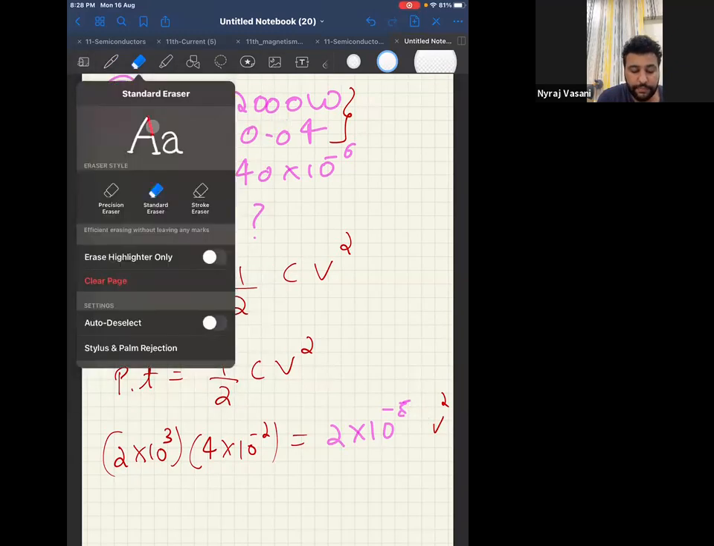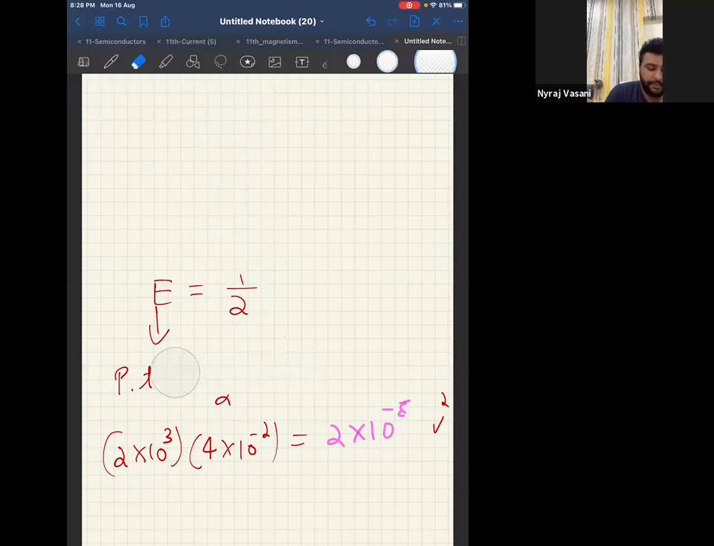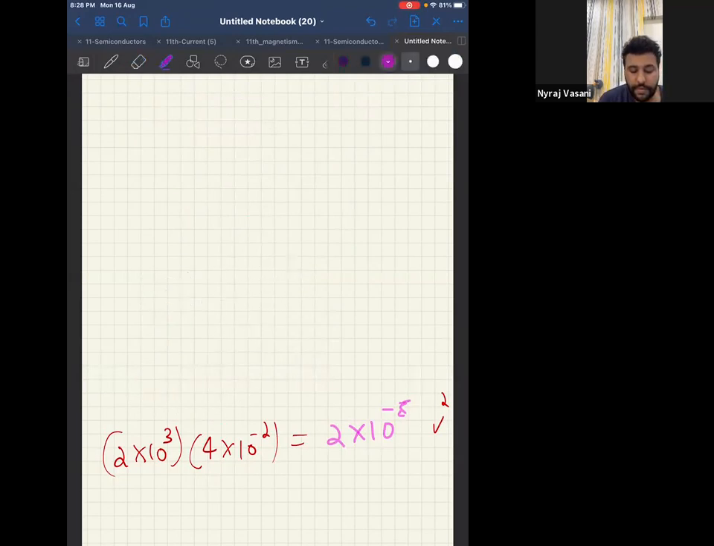Now, I'll erase the top part. So the left hand side will become 4 into 2, 8 into 10 power 3 minus 2, which is only 1, correct? 10 power 3 and 10 power minus 2 is 10 power 1. On the right hand side, I have 2 into 10 power minus 5 into V square. Is it clear? Now, actually from here itself, if you look at the options, you will get the right answer, but you can still continue. So tell me, if I continue, what will happen?